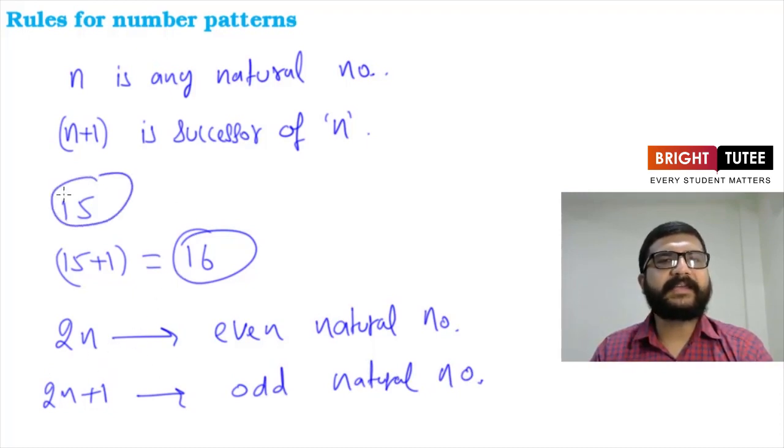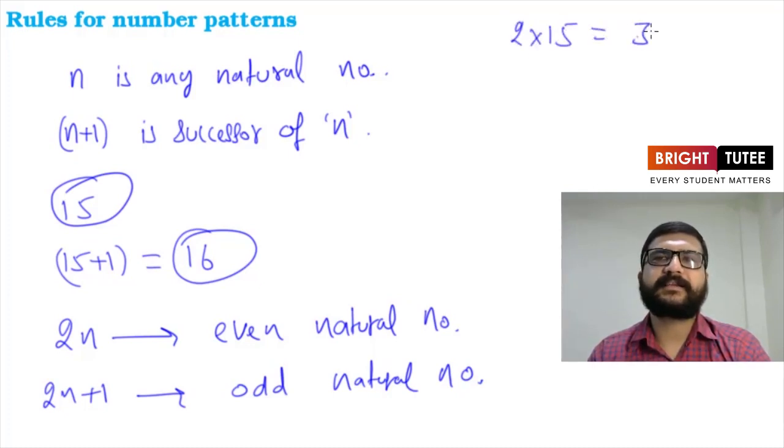Now let's suppose we are taking the value of n as 15 again. Now what is 2 into 15? 2 into 15 is 30, which is an even number. So what we are getting, 2n is even here. This will be true for any value of n. We can put any natural number, 2n will always be an even number only.